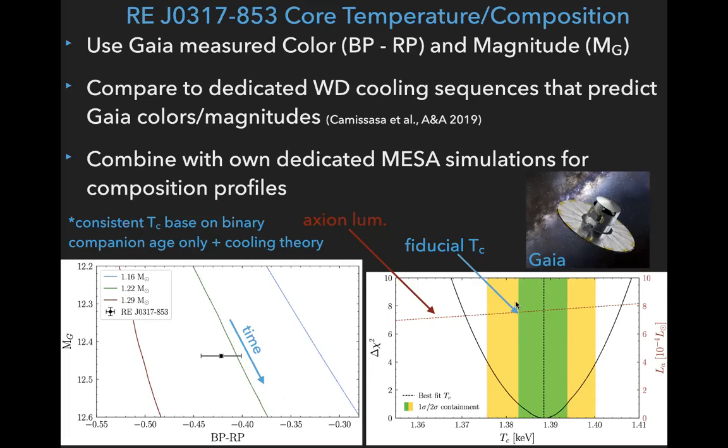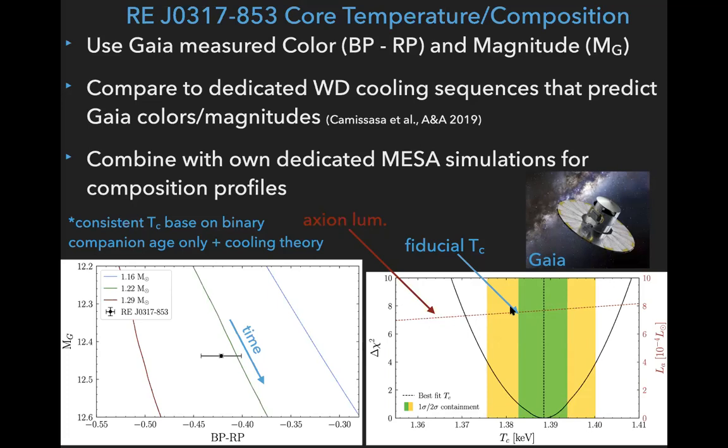For our fiducial analysis, we take the core temperature to be at the lower 1 sigma end of the 1 sigma confidence interval. Although you can see the dependence in red on the axion luminosity on this core temperature is quite small over this temperature range. So the red is just showing you how the axion luminosity changes as a function of temperature. So we make a conservative assumption, but it doesn't really make any difference at the end of the day.